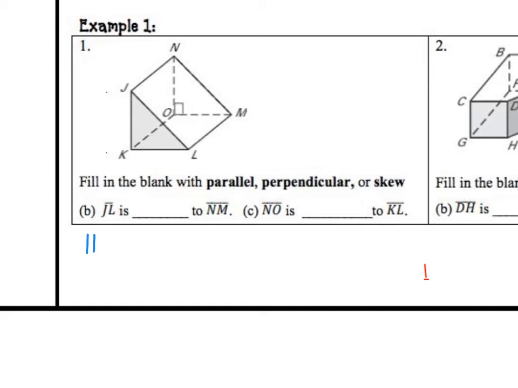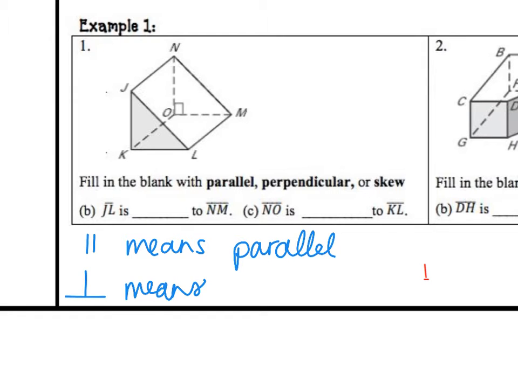So you will see me from here on out, and you've hopefully been starting to see it, two lines like that means, do you remember? Parallel. Two lines intersecting like that means perpendicular. So you're going to see me use those symbols consistently. I'll mark it in red.